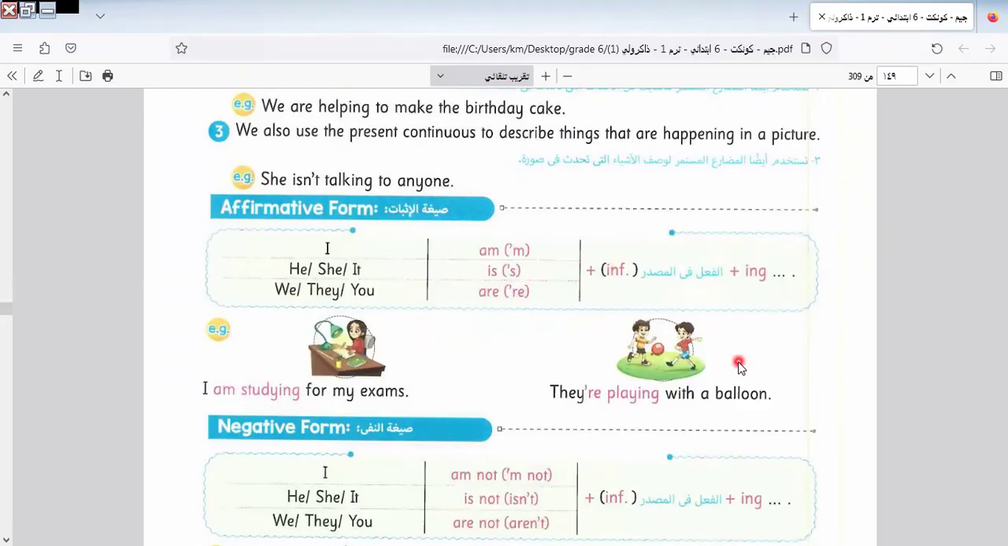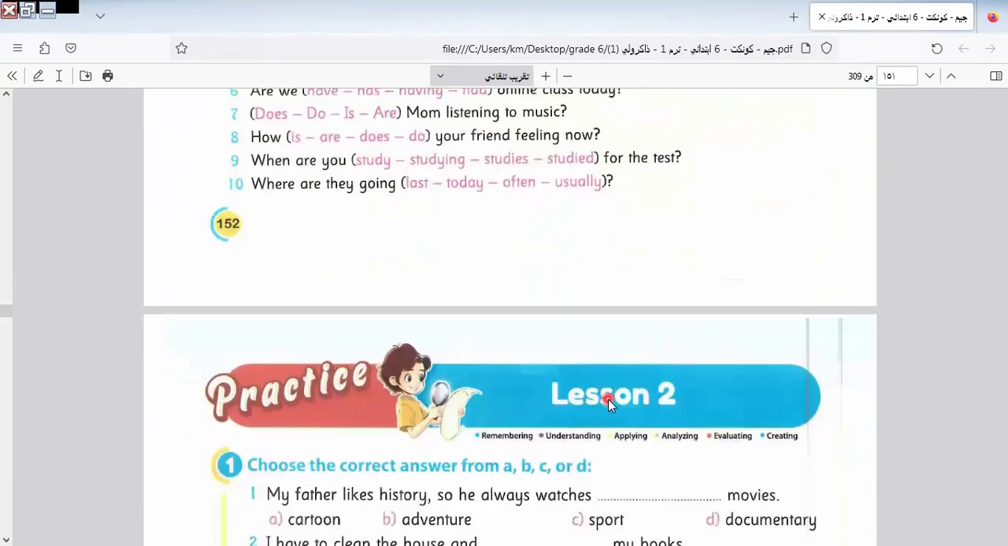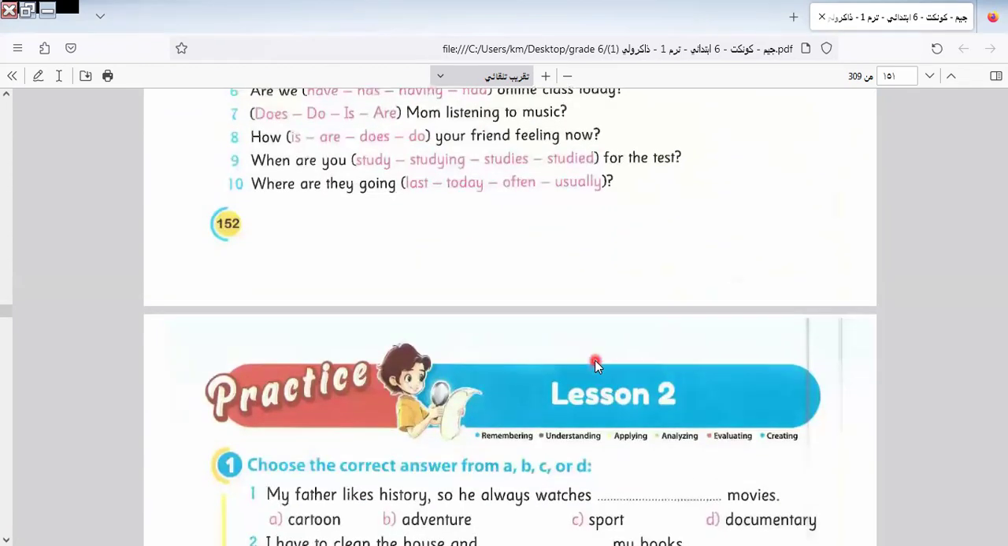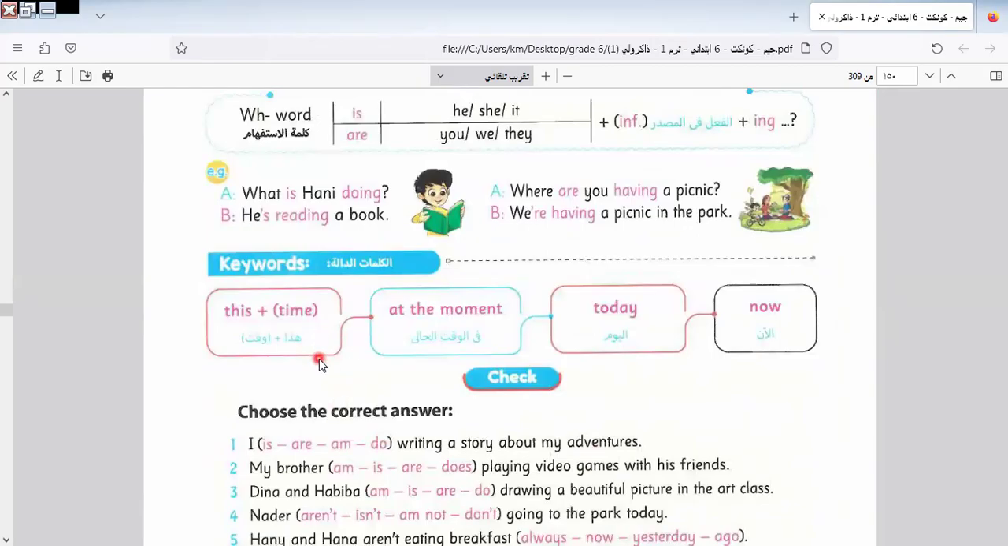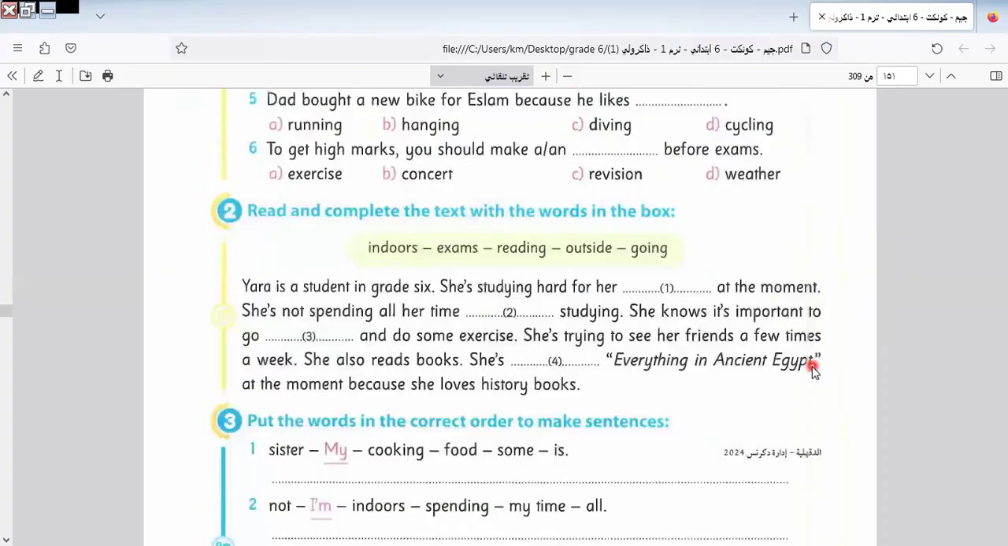And we know how to use it in the negative form and question form. It's not difficult. If you want to know, return to the video and see what I told you before. Today I will give a quick revision on this tense. Last class we talked about the keywords. What are the keywords of this tense? They are: at the moment, today, and now. These are the keywords of the present continuous tense.